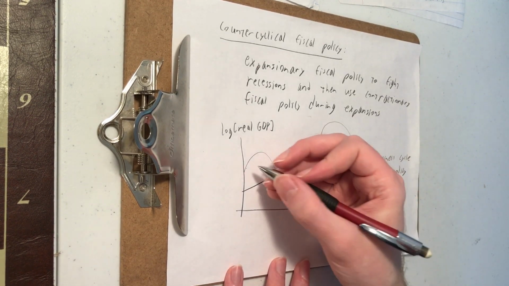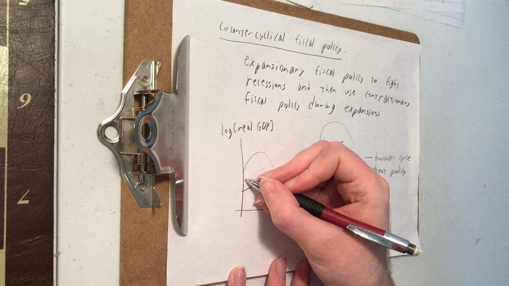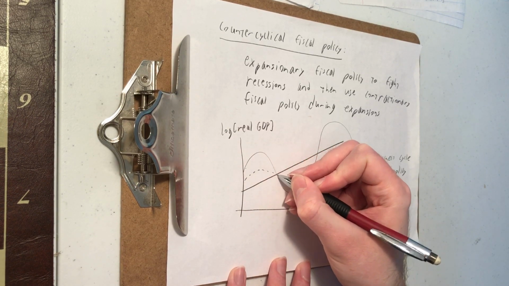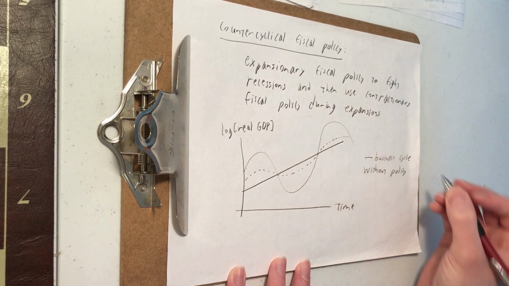So if you do that, then the fluctuations, well, they're probably still going to be there. They could be less severe. So maybe something more like this.